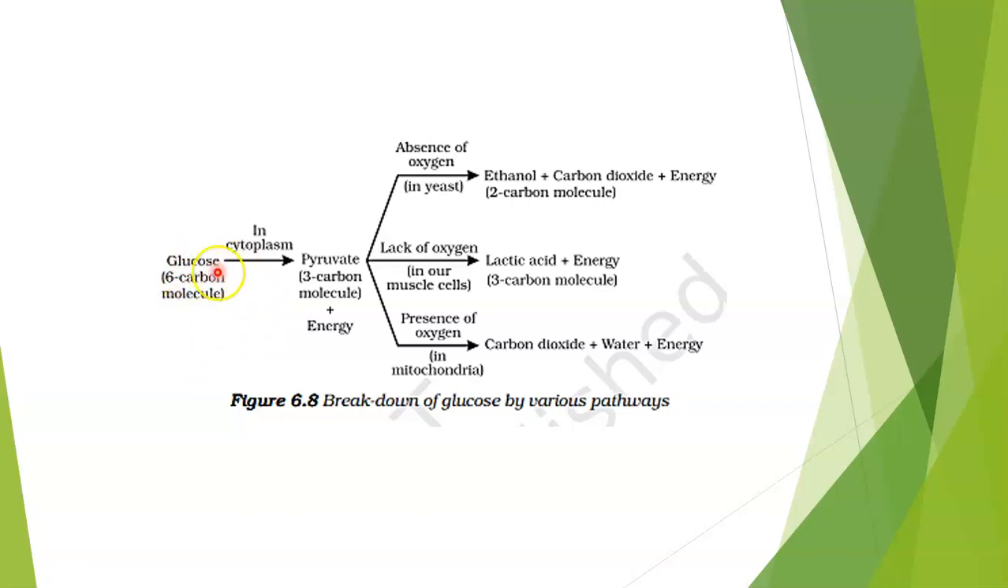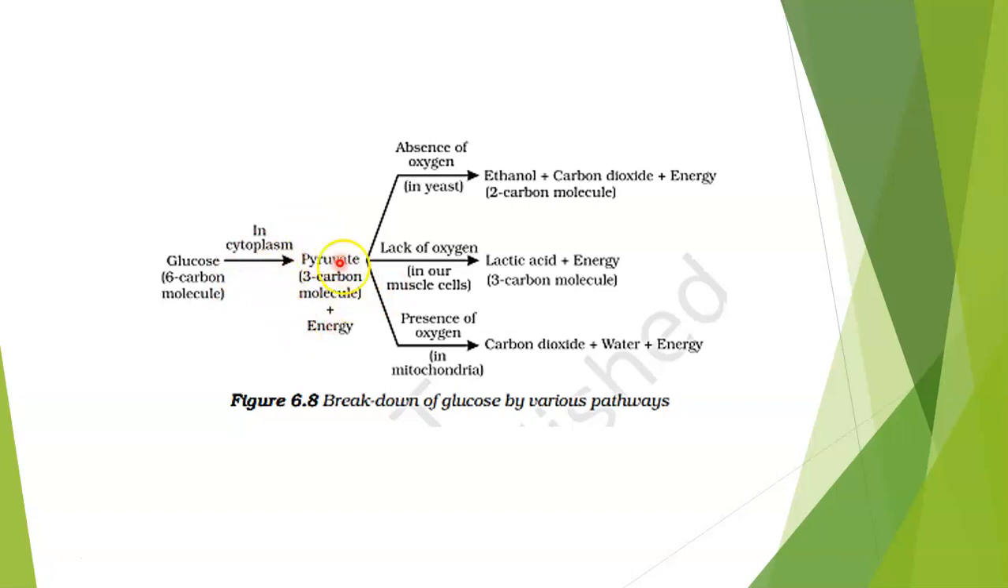Now this glucose will be broken down into 3 carbon molecules plus energy. And these two steps happen in the cytoplasm, the cytoplasm of a cell.